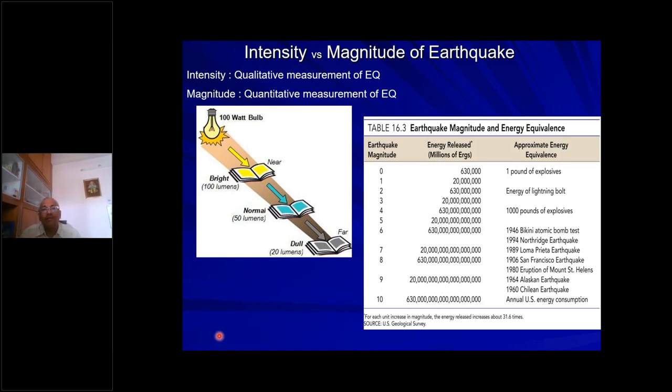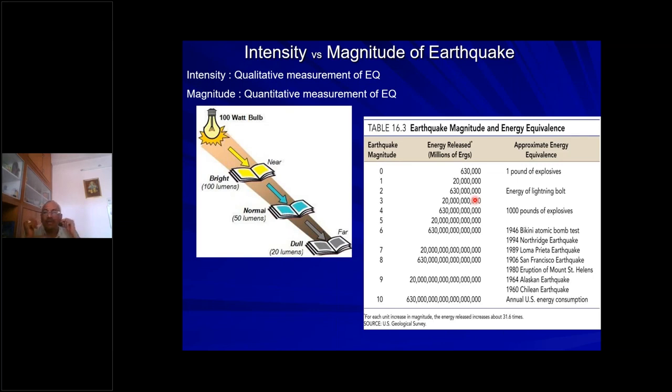Now let us see the earthquake magnitude and its energy equivalence. This energy released at the time of an earthquake has always been compared with 1 pound of explosive energy, the energy that gets released due to 1 pound of explosive. That is why it is taken as 0 like that. Then if the magnitude increases by 1 number every time, if it goes from 1 to 2, whatever energy is released due to the earthquake of magnitude 2, when compared with the energy released due to magnitude 1, it is always approximately 32 times the energy that gets released.